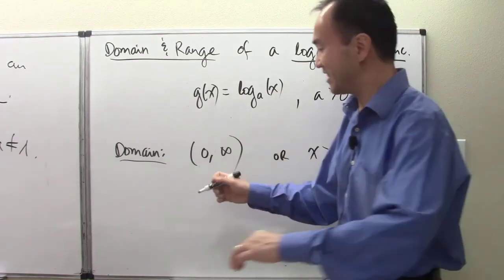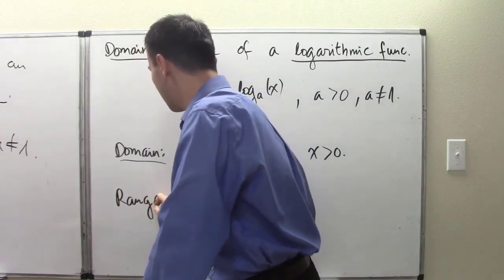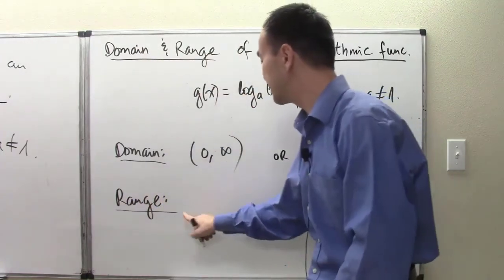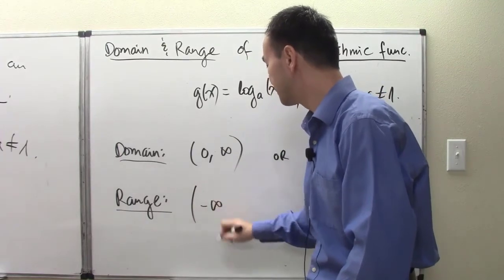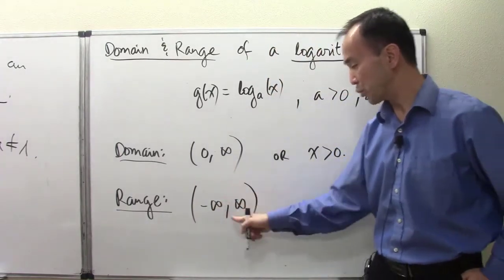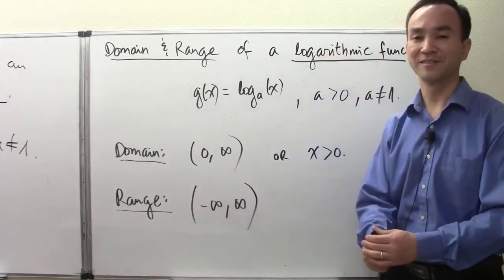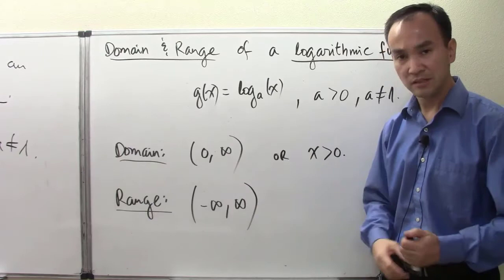And then the range here is anywhere between negative infinity and positive infinity. All right, so that's the range of our logarithm function.